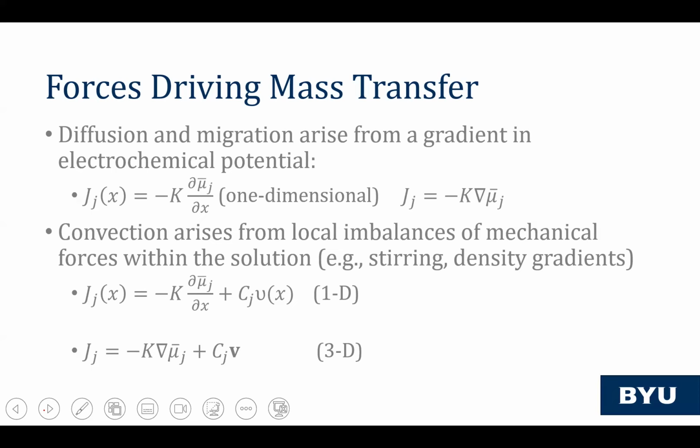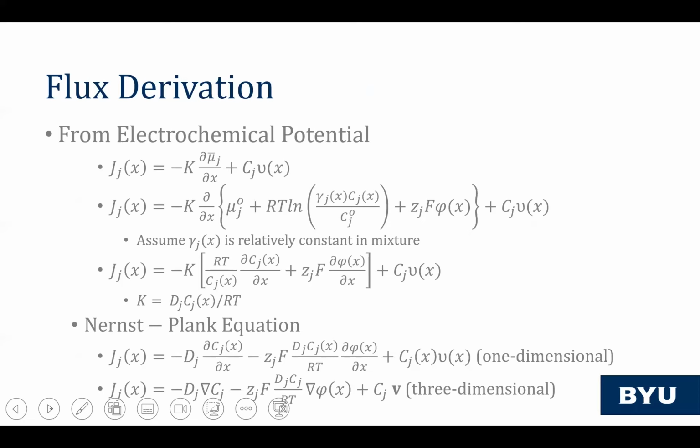On the right here, we have the three-dimensional gradient of our electrochemical potential. So convection is represented by this second term below here, added to our electrochemical potential gradient. We have the concentration times the velocity in 1 dimension, and then at the bottom here, we have it in 3 dimensions with the gradient of our electrochemical potential plus the concentration times the velocity vector. So how do the migration and diffusion terms arise from this electrochemical potential gradient? Well, we'll show the derivation here in 1 dimension.